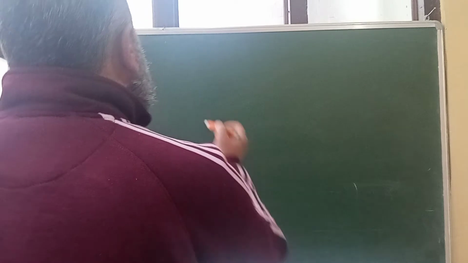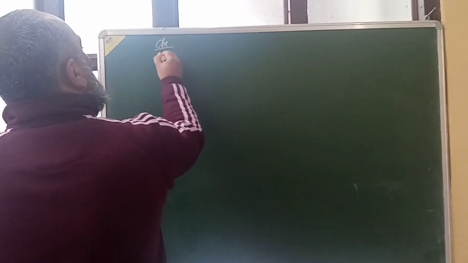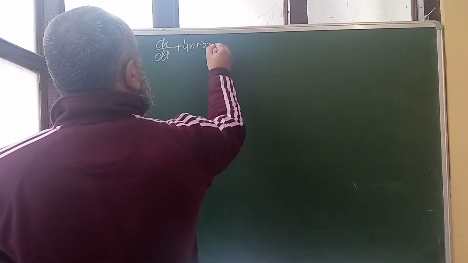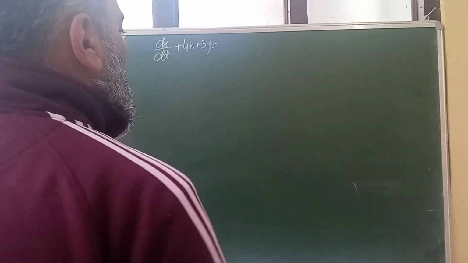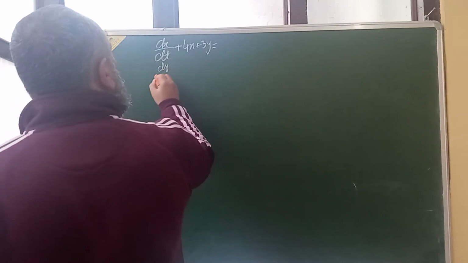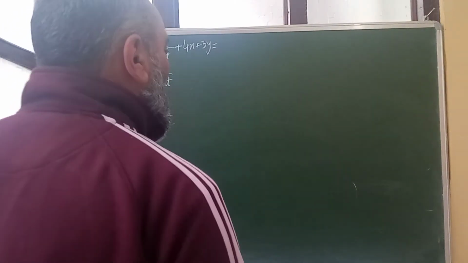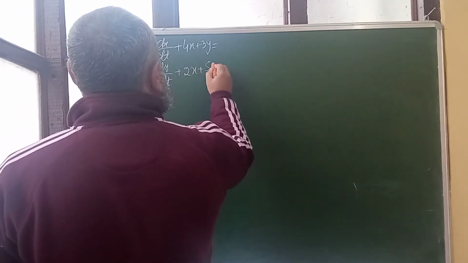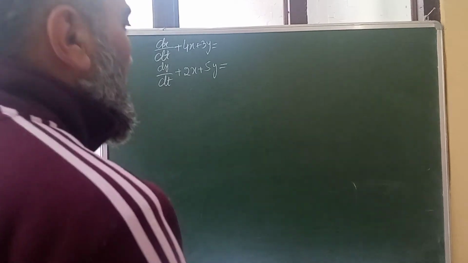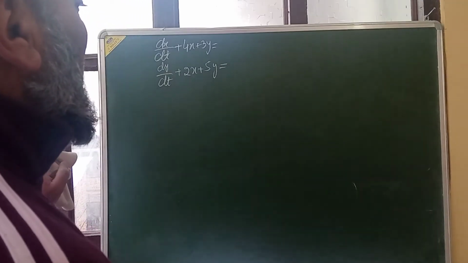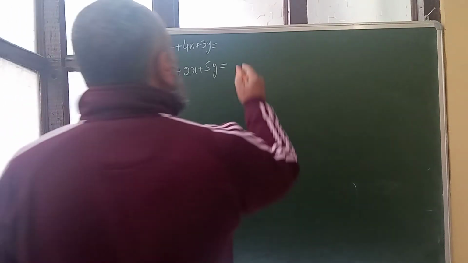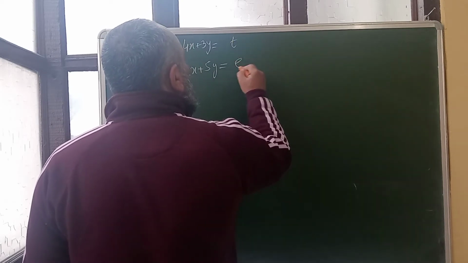Let me write the question. dx by dt plus 4x plus 3y equals t, then dy by dt plus 2x plus 5y equals e raised power t. Let me write this. This is t and this is e raised power t.